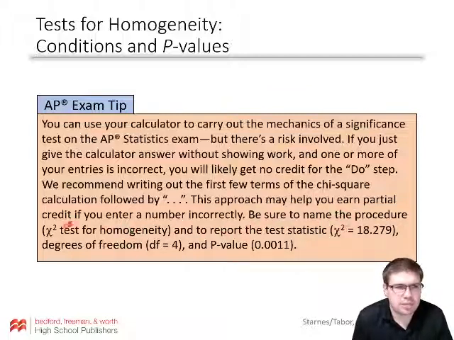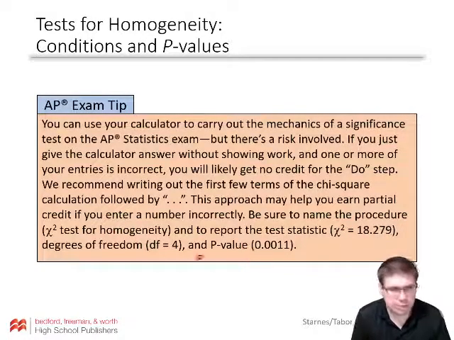Be sure to name the procedure chi-square test for homogeneity and to report the test statistic chi-square equals 18.279 and degrees of freedom 4 and p-value of 0.01 to make sure you get all that stuff that your calculator spits out.